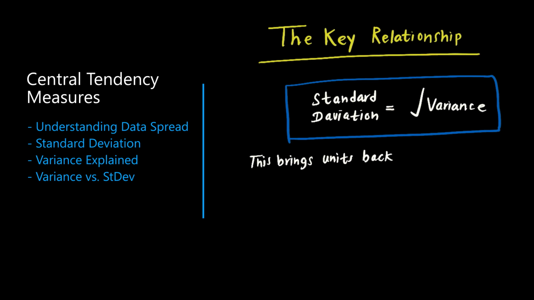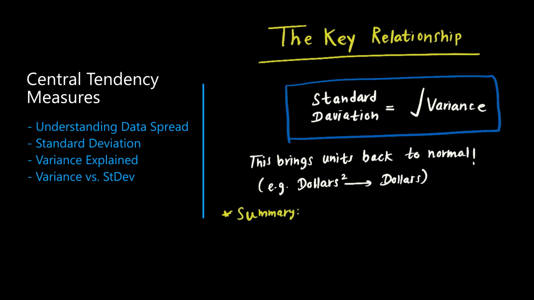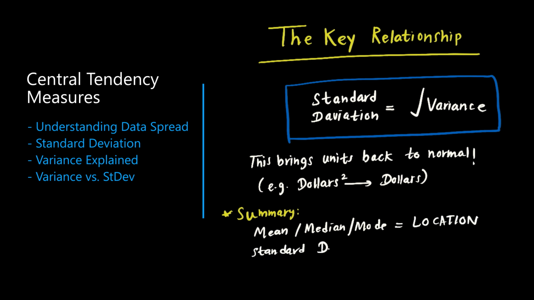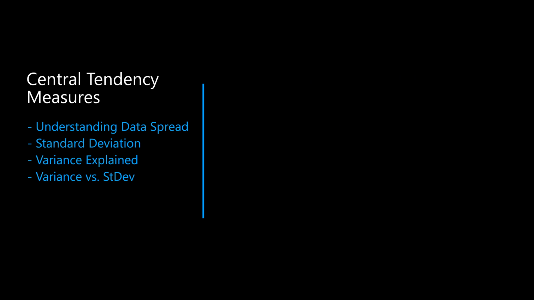On your exam, remember this relationship. Standard deviation is the square root of variance. If they give you one, you can always find the other. To remember it all, think of mean, median, and mode as telling you the location of your data, and standard deviation as telling you the spread. You need both to understand the full story of any data set.